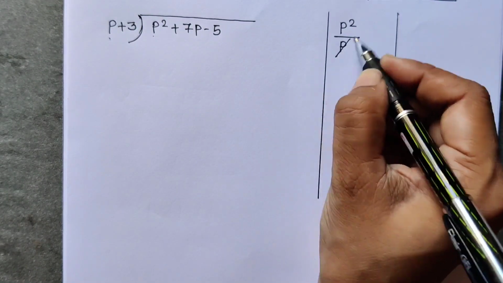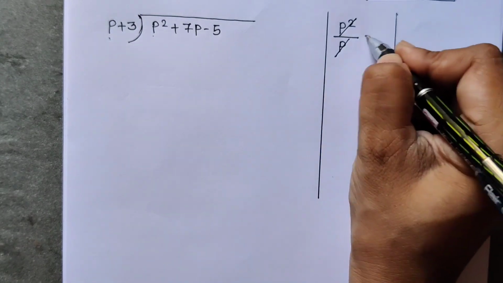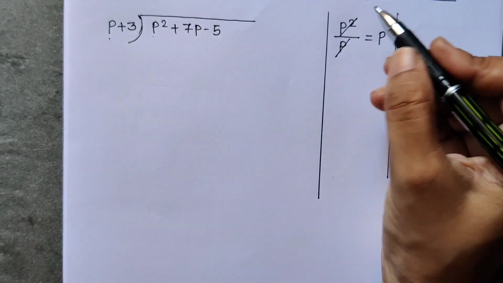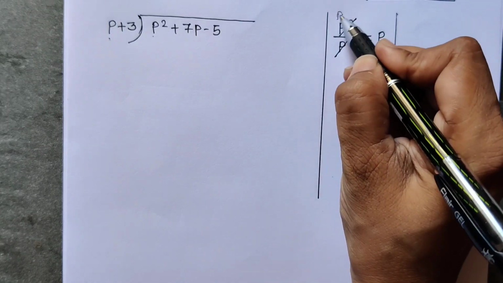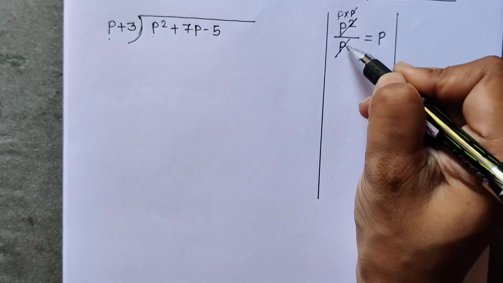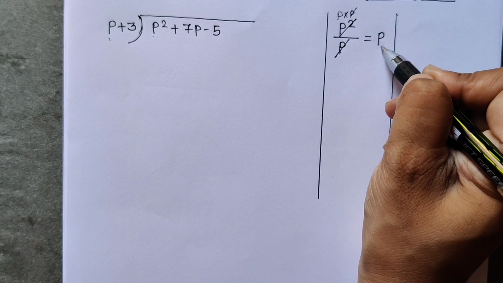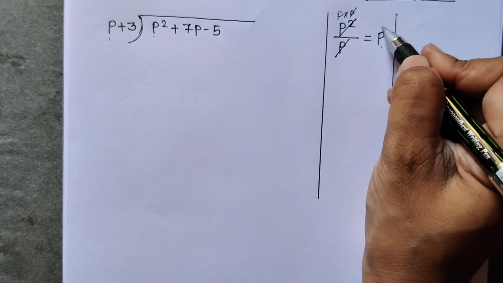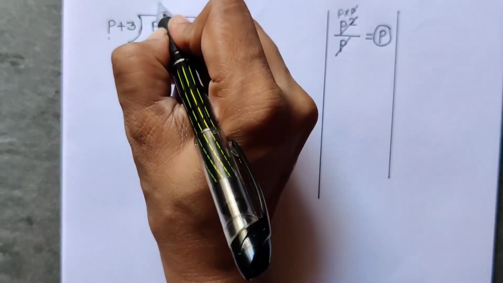What we get? One p cancels with one p. We will get a single p. P square means 2 p's are there, p into p. So one p is cancelled with this one p and one p is remaining, that we are getting in the answer. So this p we have to write in the quotient.